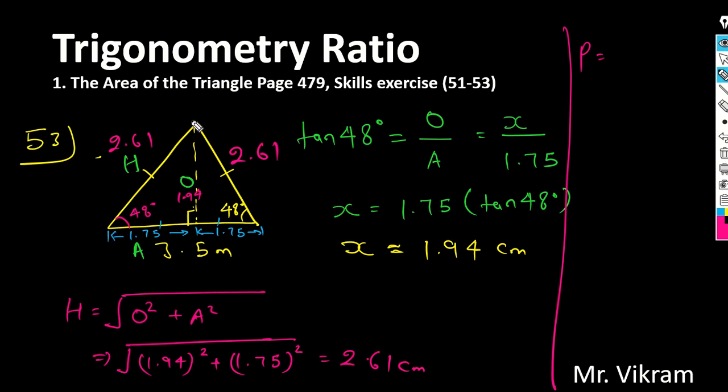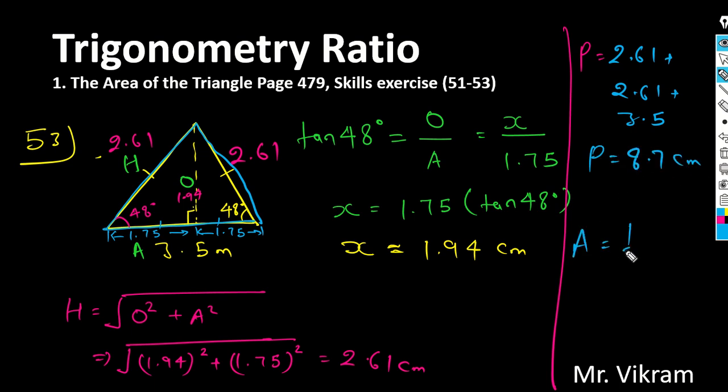I need to find the perimeter of the whole triangle. So this is 2.61, this is 2.61, and this is 3.5, right? I hope you are able to see this, because I need to find the perimeter for the whole triangle. So 2.61 plus 2.61 plus 3.5, and you are getting here 8.7 centimeter.